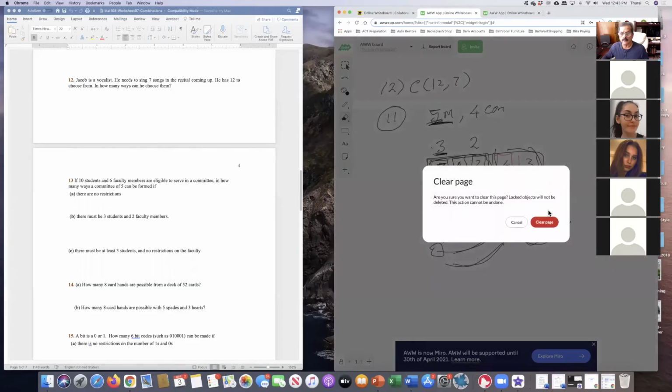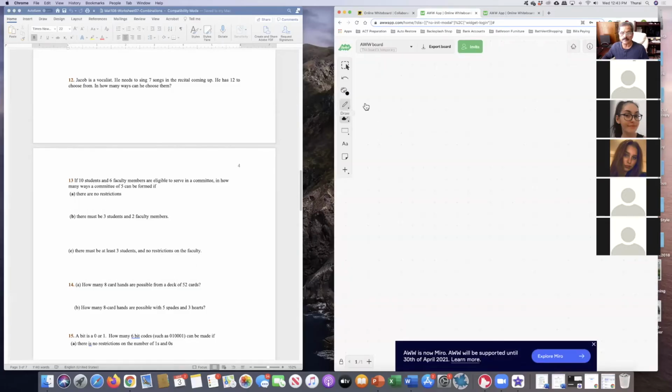So go to the board. Question number 13 says 10 students and 6 faculty members are eligible. So 10 students, 6 faculty. Write down those numbers so that you are clear with those first. Now these are the people eligible to serve on the committee. In how many ways can a committee of 5 be formed if the first question is no restriction?